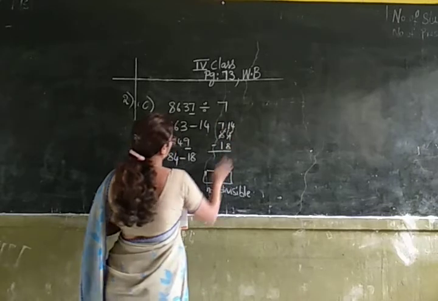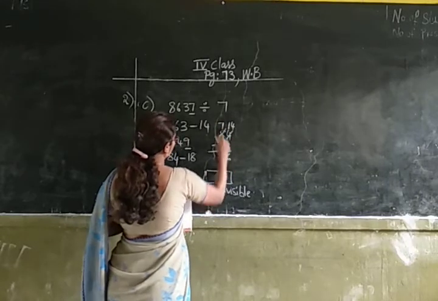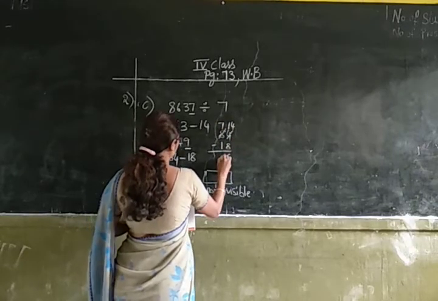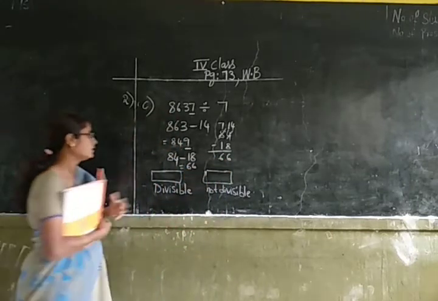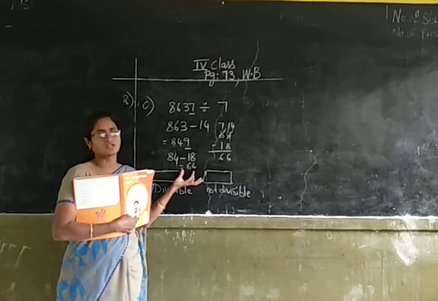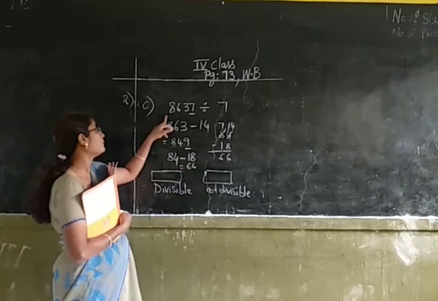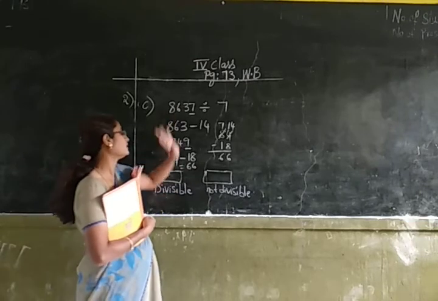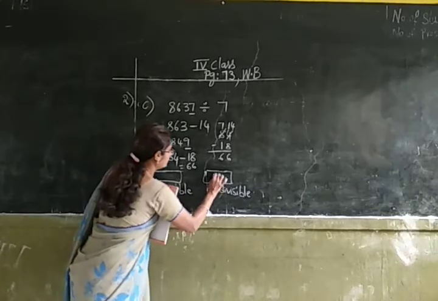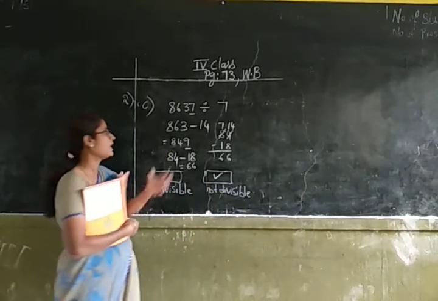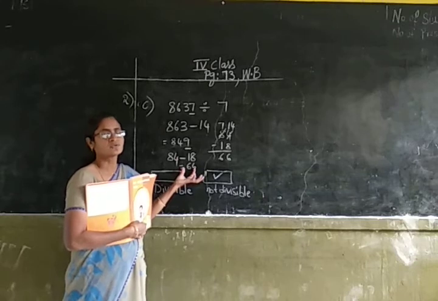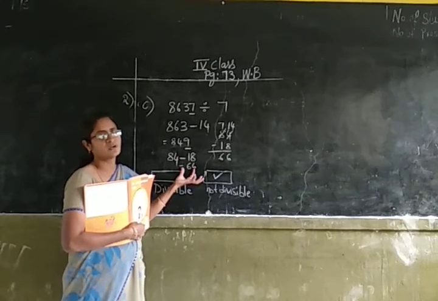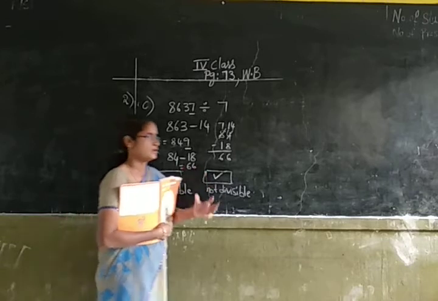14 minus 8 is equal to 6. 7 minus 1 is equal to 6. That is equal to 66. You all know that 66 is not divisible by 7. So the number 8637 is not divisible by 7. So we have to repeat the process until we get a 2-digit number, so that you can find out whether it is divisible by 7 or not. Okay children.